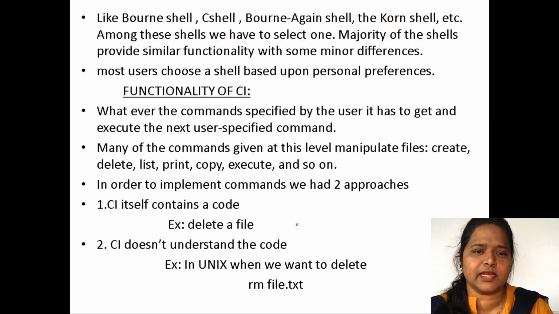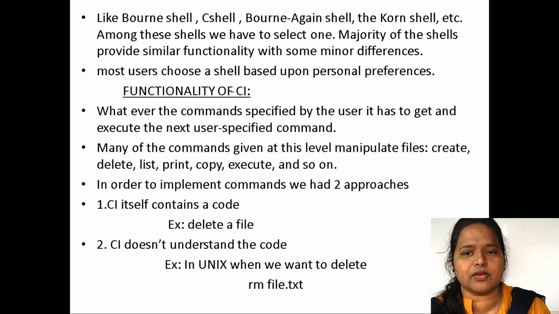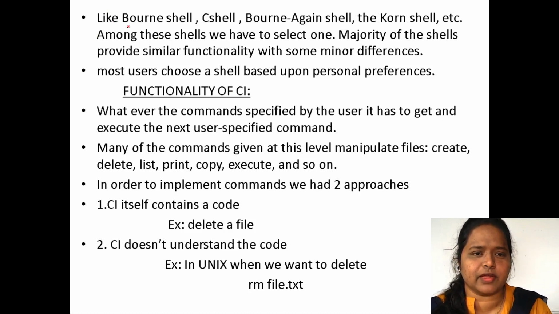Here you can see the different shells you have: the Bourne shell, the C shell, Bourne Again shell, Korn shell, etc. All these are the different shells we are going to have. Depending on the user application, he can use the Bourne shell, or the C shell, or the Korn shell. So how are we going to select that particular shell, or command interpreter, depending on the user interface.